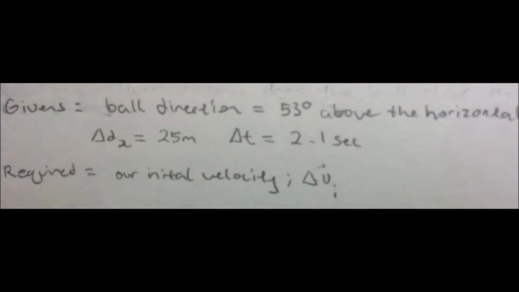To find the initial velocity of the ball, we must use the givens, which are the ball is traveling 53 degrees above the horizontal, and our range, or dx, is equal to 25 meters. Our time of flight is 2.1 seconds. Our required is our initial velocity, which is vi.